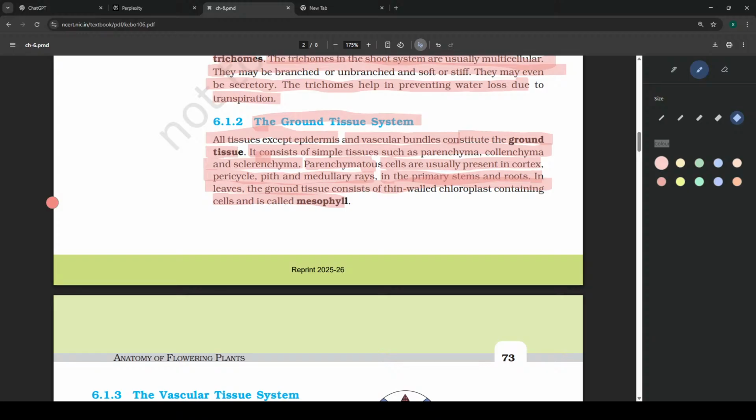Okay, first point here, all tissues except epidermis and vascular bundles are called ground tissue, and this ground tissue consists of simple tissues such as parenchyma, collenchyma, and sclerenchyma. Parenchymatous ground tissue cells we usually find in the cortex region, pericycle region, pith region, medullary rays, and in some primary stems and roots. In leaves, this ground tissue is made up of thin-walled chloroplast containing cells. These are called the mesophyll cells.